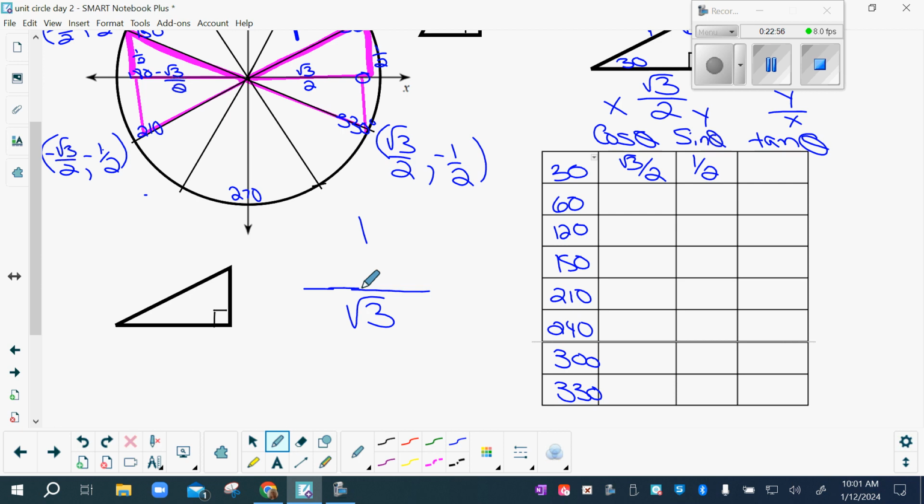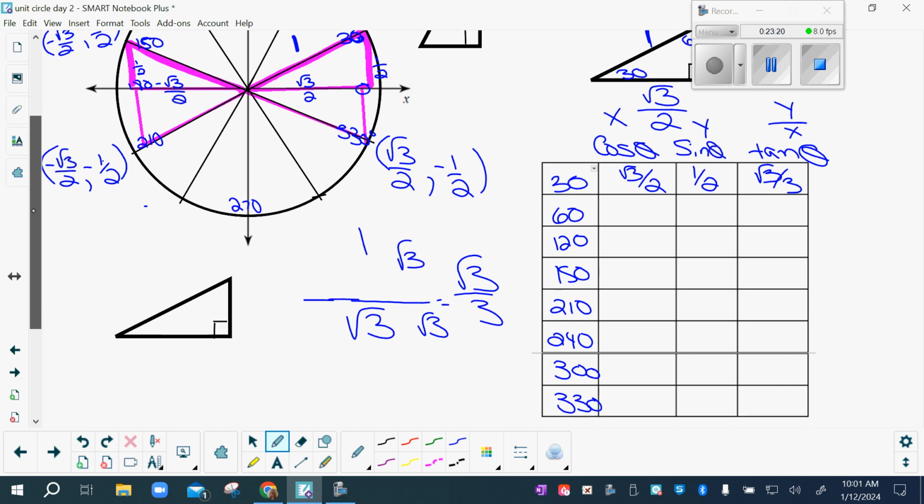Jace is on fire. He did this action, and he got root 3 over 3. So awesome. Once you do it once, you don't have to do it again. All that's going to happen is it's just going to change its signs, right? So we're good. Let's now dive down to, I think our next one was 150.